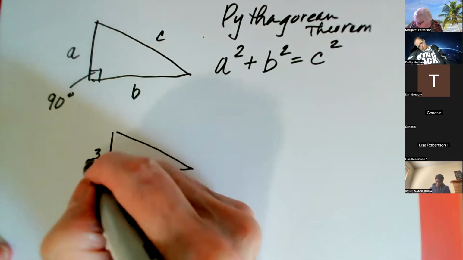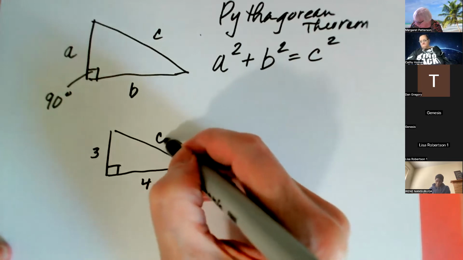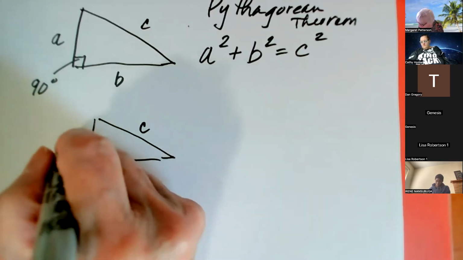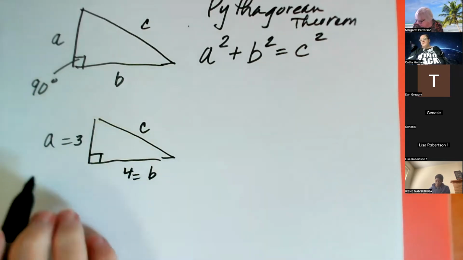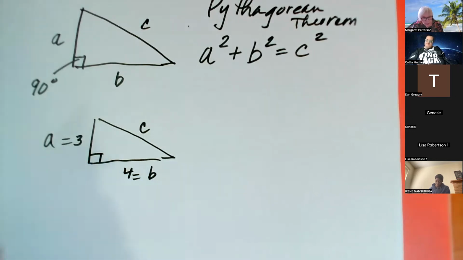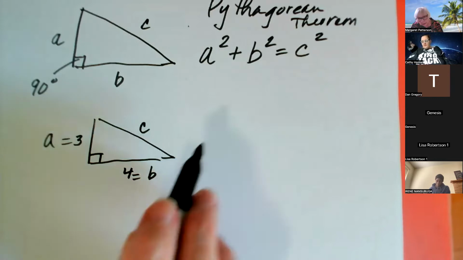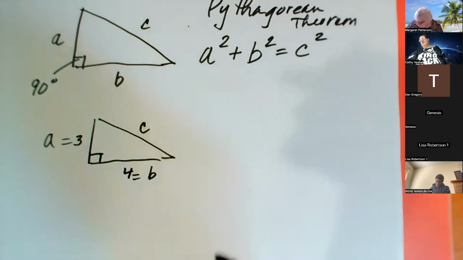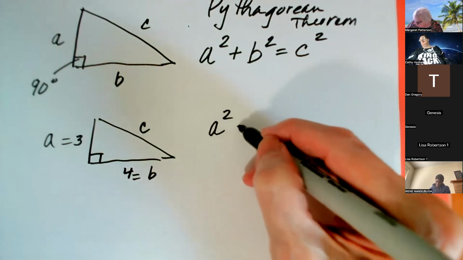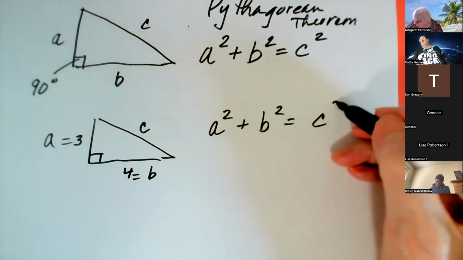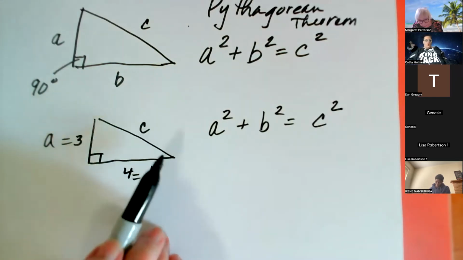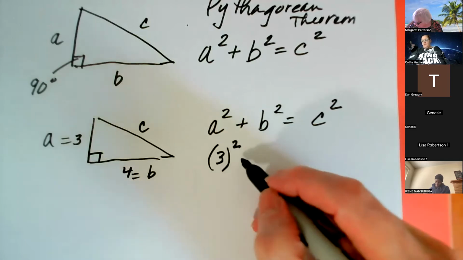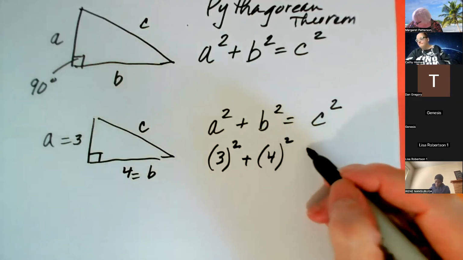Now, here's my 90 degree angle. This is 3, this is 4, and this is missing. I'm going to do a nice one first. I'm going to call this A and this B. It really doesn't matter if you call this A and this B. C matters because these two added together equal that larger side squared. So a squared plus b squared equals c squared. We're trying to find the length of this. So I have 3 squared and 4 squared will equal c squared.